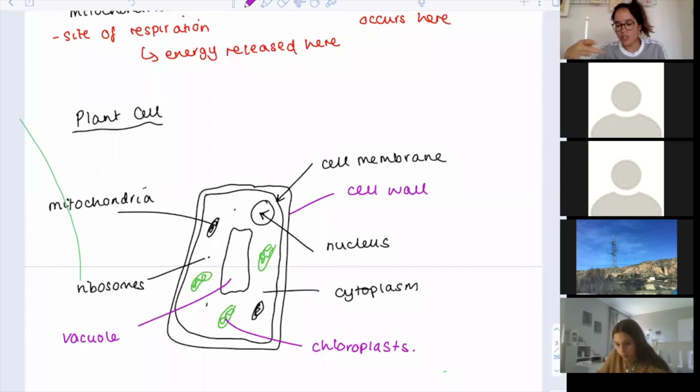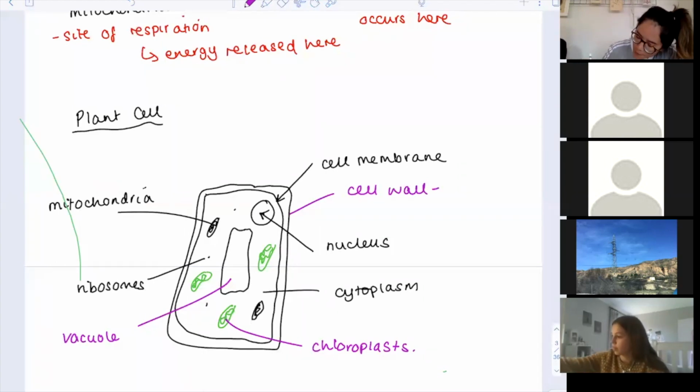So all the functions remain the same from the animal to the plant cell. So what is the role of the nucleus? It controls the activities of the cell. What is the role of the cell membrane? It controls the entry and exit of substances. However, we now need to make some additional notes on what the cell wall does. This protects and supports the cell.